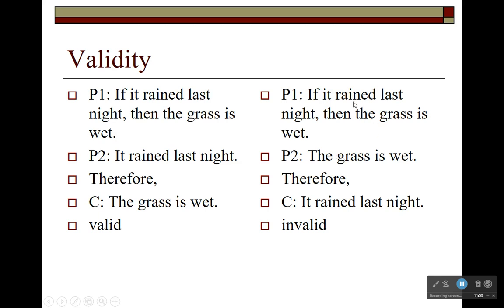Is it possible that in that scenario, where this statement is true and this statement is true, this statement, the conclusion, is false? Yes, it's possible. It does not follow from the truth of these two premises that it rained last night, right? The grass could be wet for some other reason. So the premises would be true, and yet the conclusion could still be false. So that's why I say that this second argument is an example of an invalid argument.